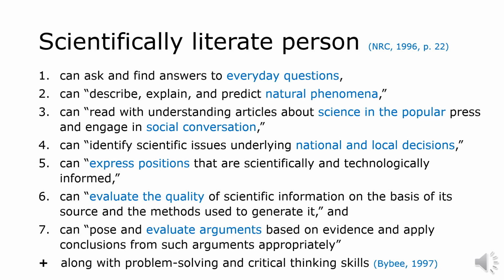And then number 2, they can describe, explain, and predict natural phenomena. They also can read with understanding articles about science in the popular press and engage in social conversation. They also can identify scientific issues underlying national and local decisions. They also can express positions that are scientifically and technologically informed, like whether they will agree or disagree with some issue.